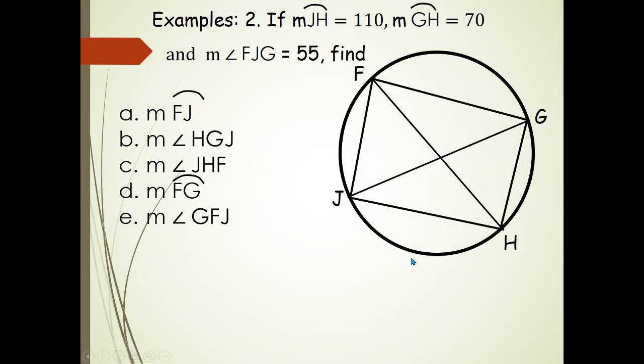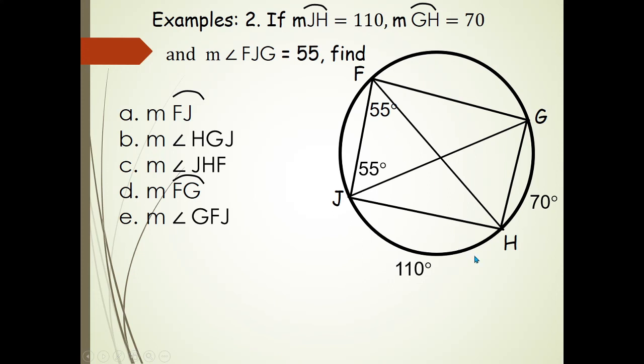Okay? Ito the solution. So, I'm going to label the measures of the angles and the arcs. We have arc JH is 110. And then, arc GH is 70 degrees. And then, angle FJG, ito siya, J. So, that's 55. So, let's find the measure of this. Kumpletuhin ko yung detalye. Dahil 110 daw yung JH, inscribed angle niya ito. So, kalahati ng 110, 55.